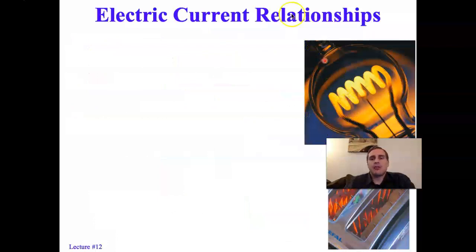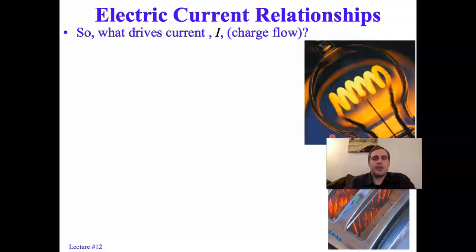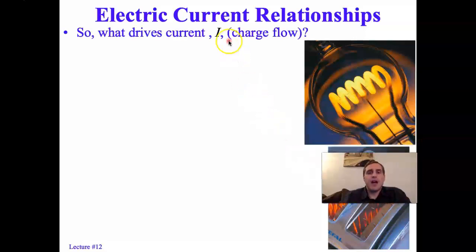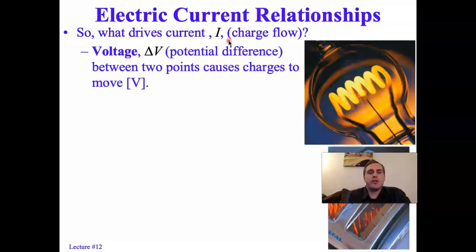Let's talk about electric current relationships. So what drives electric current, I, that is charge flow? Well, first thing is voltage. If there's a voltage difference or a potential difference between two points, it will cause charges to move. Now, voltage has units of volts. Remember, that's redundant.